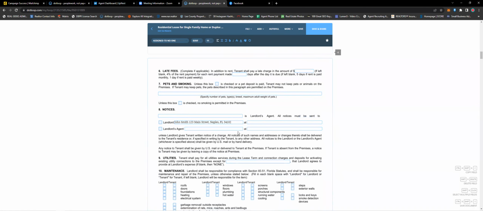Late fees. If the tenant makes a rent payment late, then they're going to be charged. We can say $100 if left blank, or 4% of the rent payment for each payment made 5 days after the day it is due. You check this box that unless this box is checked or a pet deposit is paid, tenant may not keep pets or animals. So we're going to check that box and say that they can, and then you'll specify what dogs and breeds, and you put any. And then you can check this box and say smoking is allowed, or leave it as it is and no smoking is permitted.